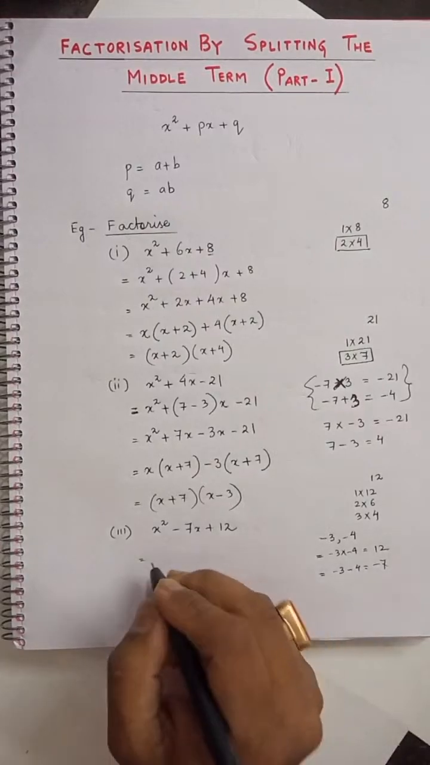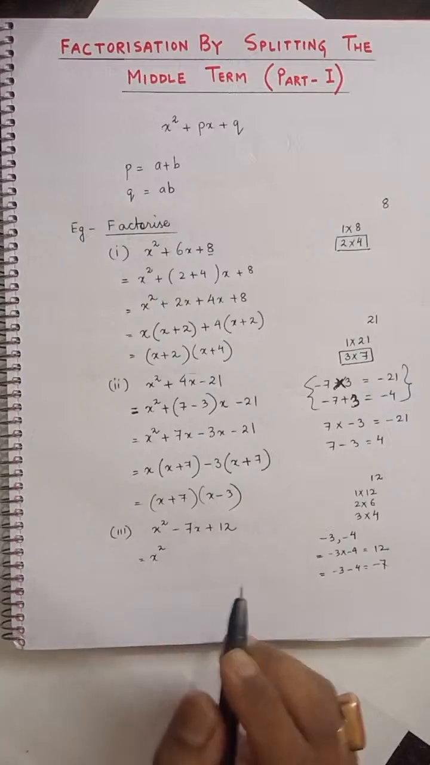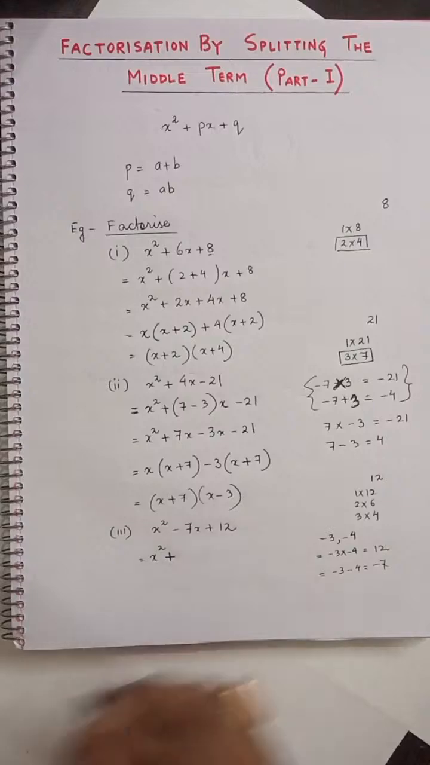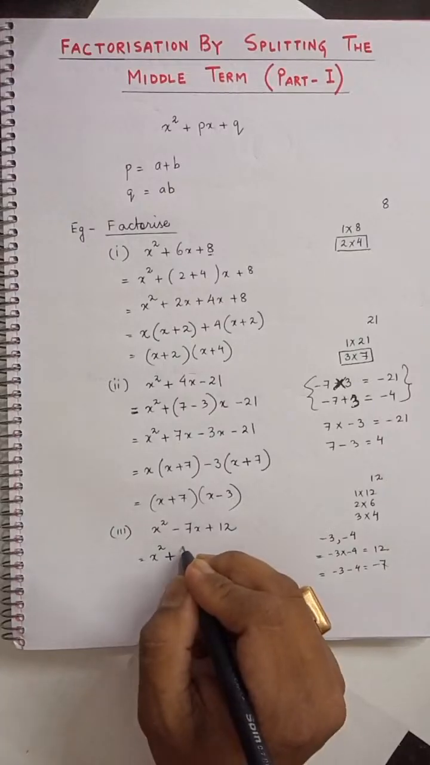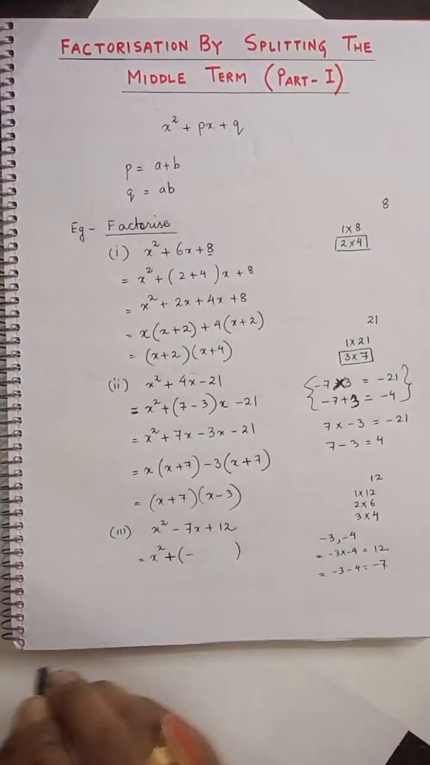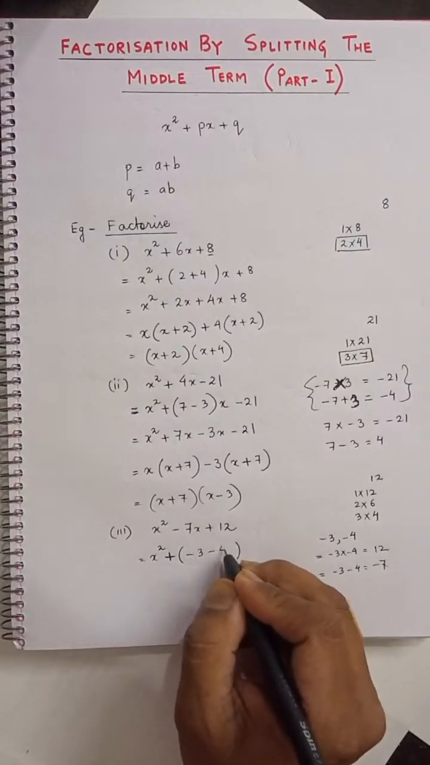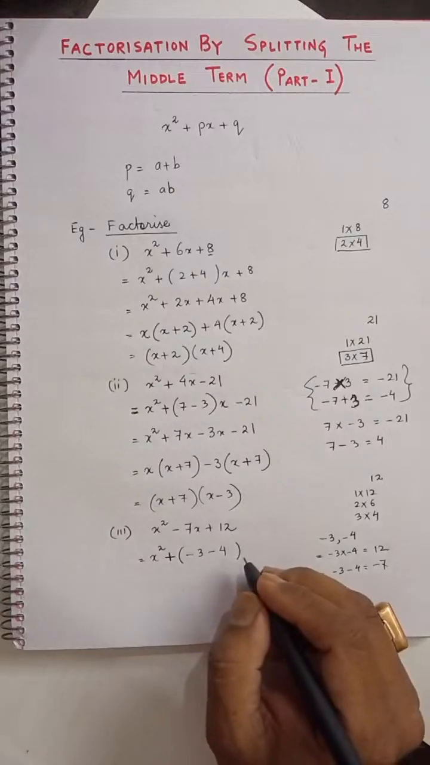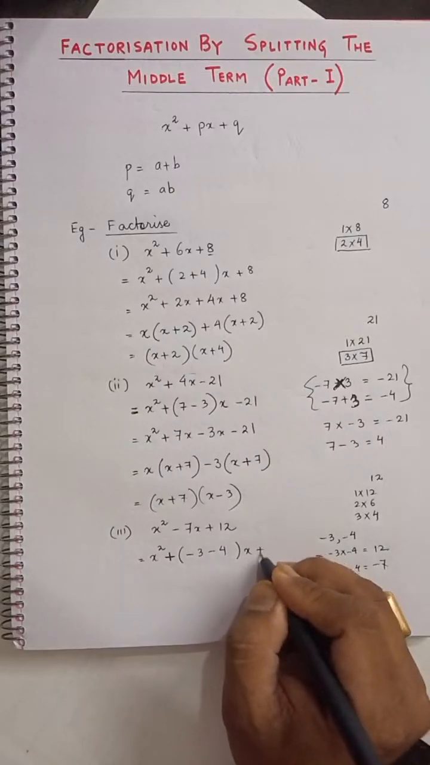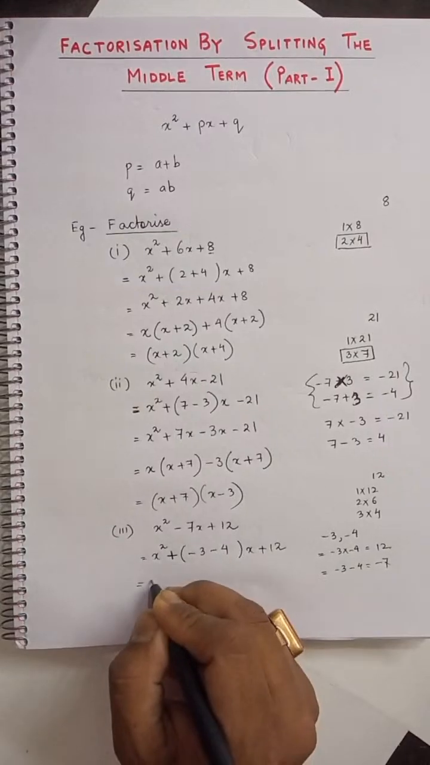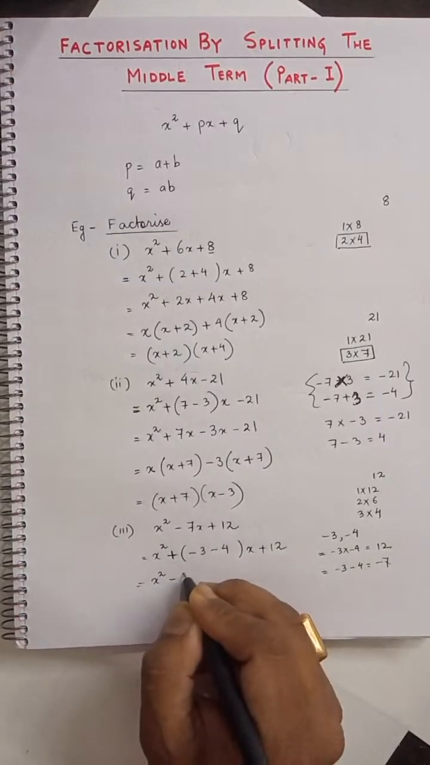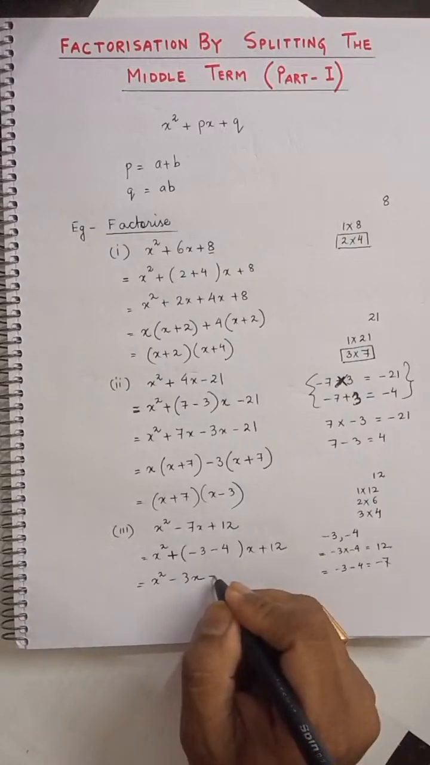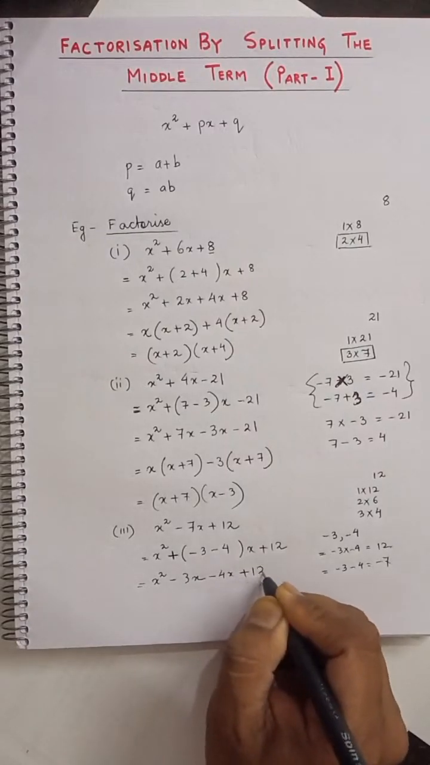Okay, so x square. Now one thing you must keep in mind, always give the positive sign outside the bracket. Okay, and the factors are negative, इसको हमेशा पॉजिटिव रखना है और बाकी दो नेगेटिव. So we'll have x square minus 3x minus 4x and plus 12.